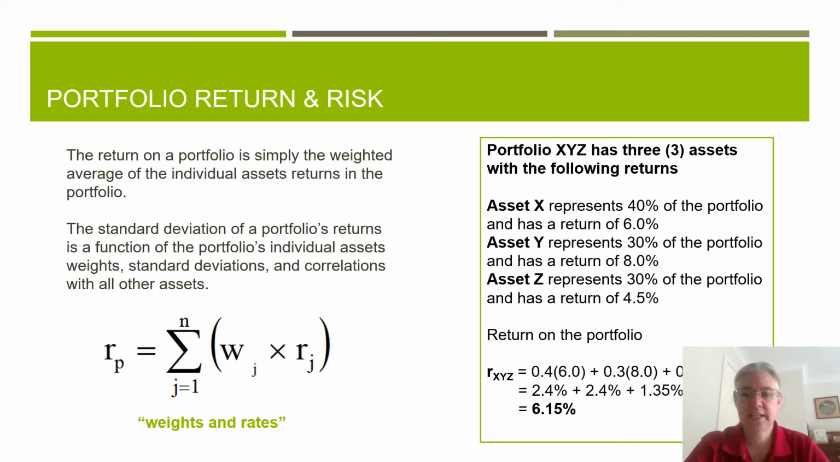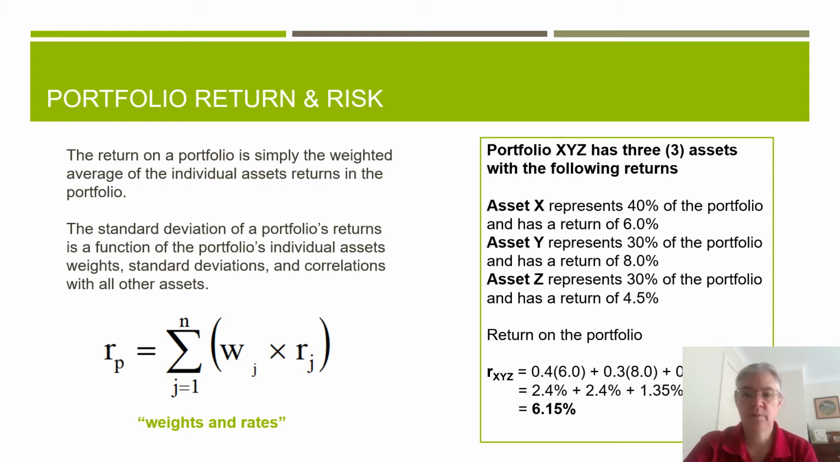Let's have a look at an example. So I've got portfolio X, Y, and Z. So 3 assets in this portfolio. I've got asset X that's making up 40% of the portfolio and has a return of 6%. Asset Y is making up 30% and has an 8% return, and then we have 30% of Z.